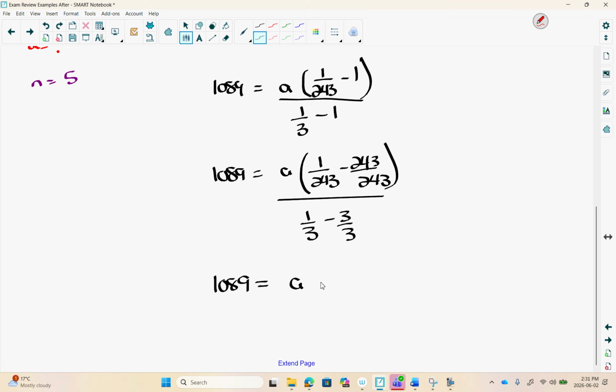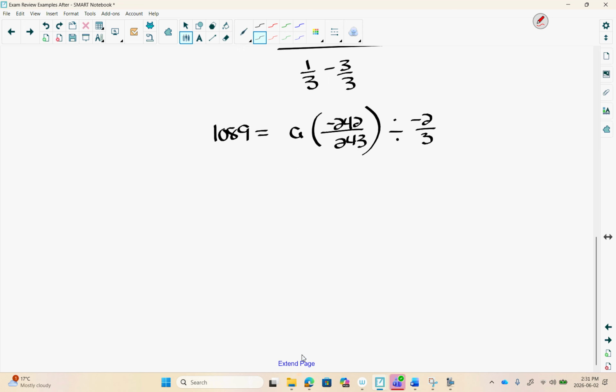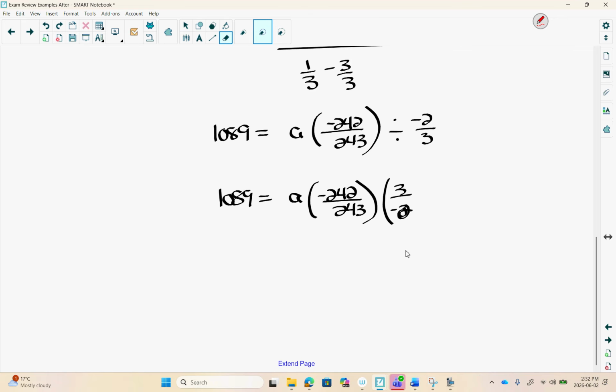1089 is going to equal A. In the brackets here, I'll have negative 242 over 243. And then I'll divide that by negative 2/3. 1 minus 3 is negative 2, keep the denominator 3. When you're dividing by a fraction, we are going to keep the 242 over 243, change this to multiplication and multiply by the reciprocal. So the reciprocal of negative 2/3 is 3 over negative 2, or negative 3/2.